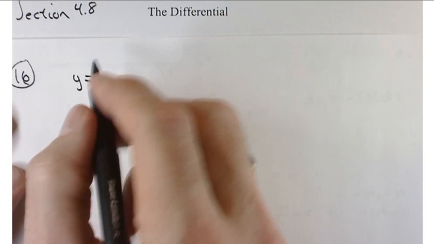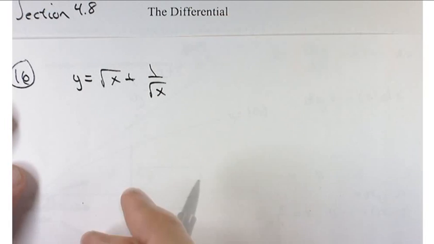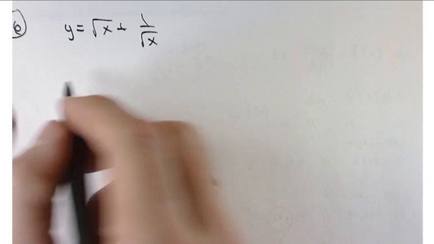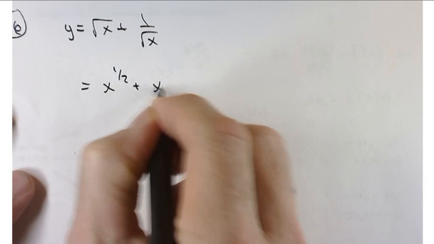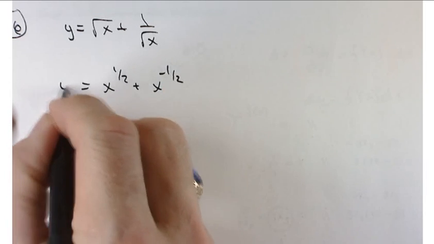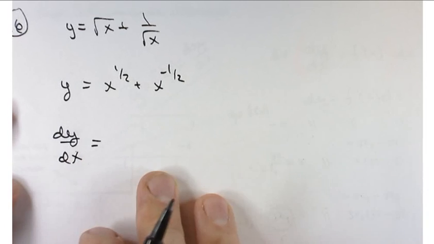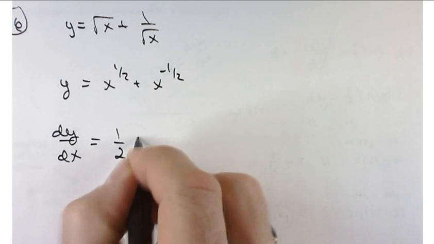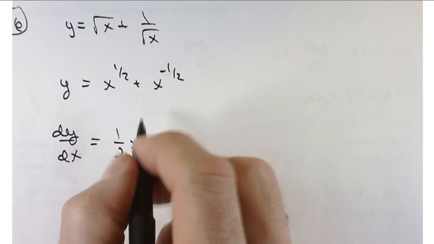Y is the square root of x plus 1 over the square root of x. You're going to be asked to find dy in this example. It might help to rewrite this as x to the 1/2 plus x to the negative 1/2. If I differentiate both sides of this with respect to x, on the left-hand side I get dy by dx.